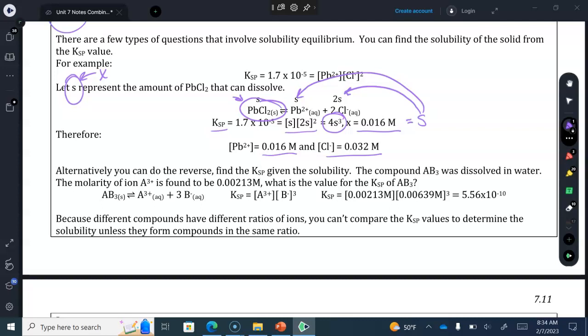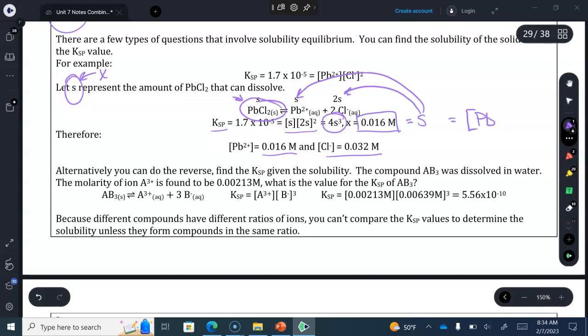Alternatively, you can do the reverse and find the solubility product constant given the solubility. This here is the solubility because it's equal to the concentration of lead chloride at equilibrium, right? And then we can figure out how much lead ion and how much chloride ion by using the mole ratio. But we can also use that to figure out the solubility product.